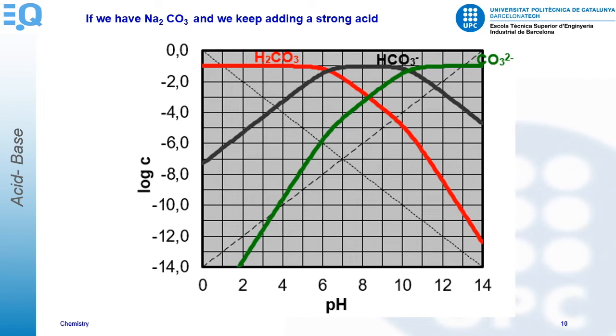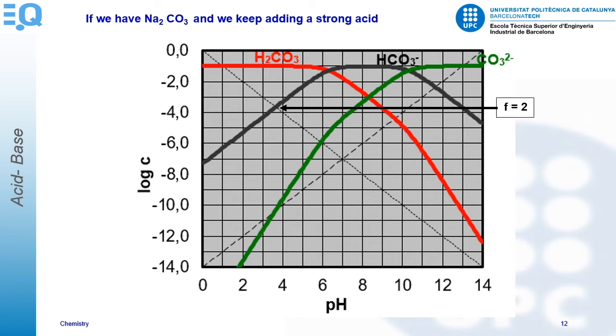If we add it drop by drop, we will reach a new characteristic point, which is F equals 0.5. If we keep adding acid, we get to the crossing point between carbonate and carbonic acid, which is F equals 1. The following characteristic point is the crossing point of carbonic acid and hydrogen carbonate, which is 1.5. And the last point is the crossing point between H plus and hydrogen carbonate, which is F equals 2.